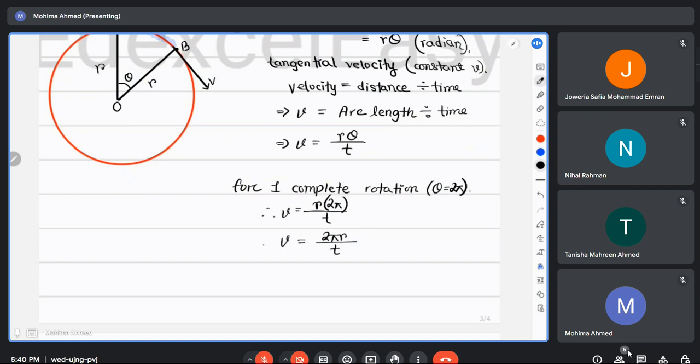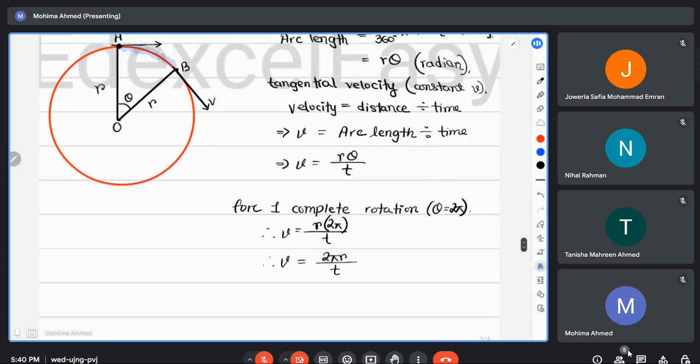This derivation is very important. Most of the time, you will be asked to find the tangential velocity for the complete circle, for one complete circle. And that's why this is the most common equation that we use. But then we forget that this is actually not the original equation, right? This is only the equation for tangential velocity for one complete circle, for one complete rotation.